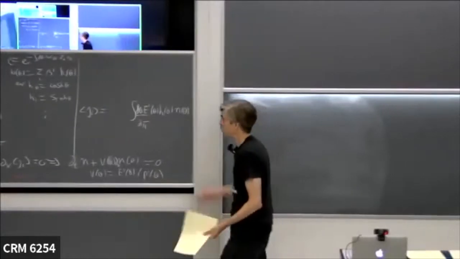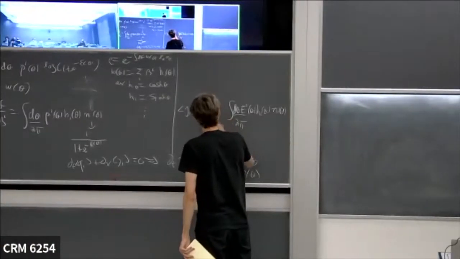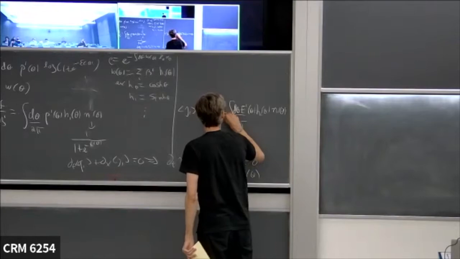Now there's one thing: you see that there's some space missing here. In fact, the currents, you can also write them as a derivative of some kind of free energy with respect to beta.